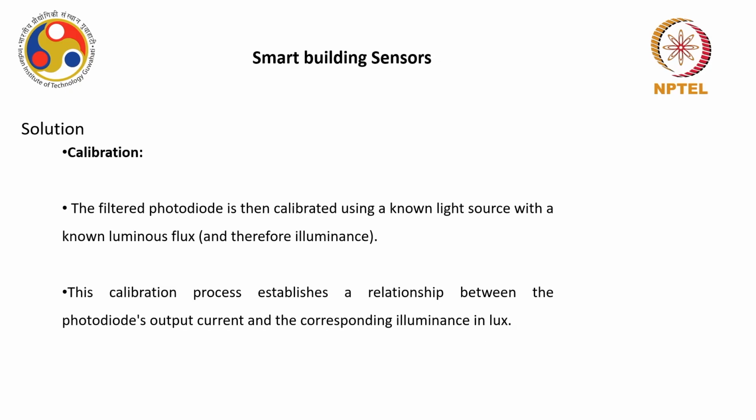Then what we have to do is the calibration. The filtered photodiode output is calibrated using a known light source with a known luminous flux. This calibration process establishes a relationship between the photodiode's output current and the corresponding illuminance in lux. So that is how, using a filter and a calibration technique, you can use the photodiode as a sensing element for this photometric application. Similarly, you can think of it for a phototransistor as well as for the RTDs.